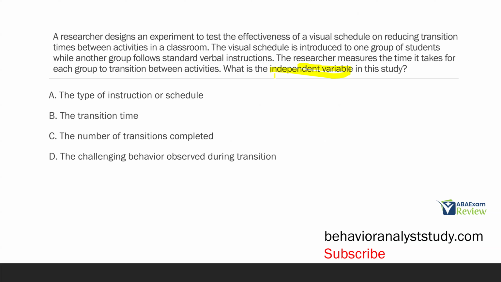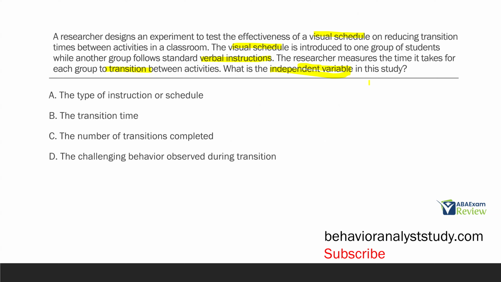In this case, what are we introducing? Well, we're trying to test the effectiveness of a visual schedule. One group of students gets the visual schedule and the other gets verbal instructions. So that's going to be our independent variable. However, that affects our transition, which is our dependent variable, what we're measuring. So if we look at A, the type of instruction or schedule will be the independent variable, or IV. The transition time is going to be the dependent variable. That's what we're measuring, what we're looking at change. How is our intervention affecting that transition time, that behavior?